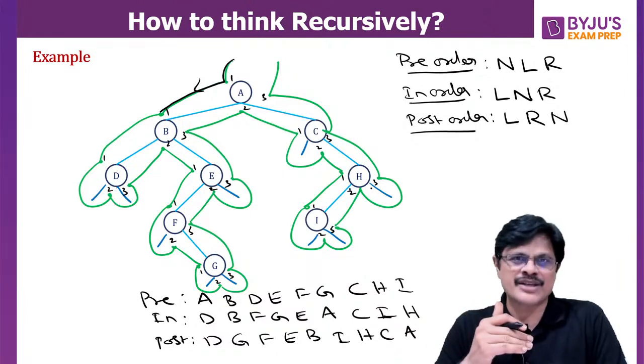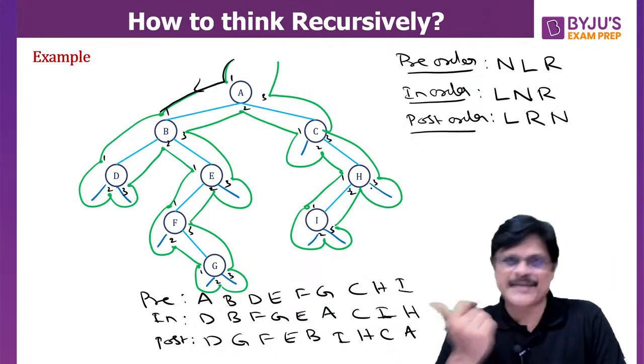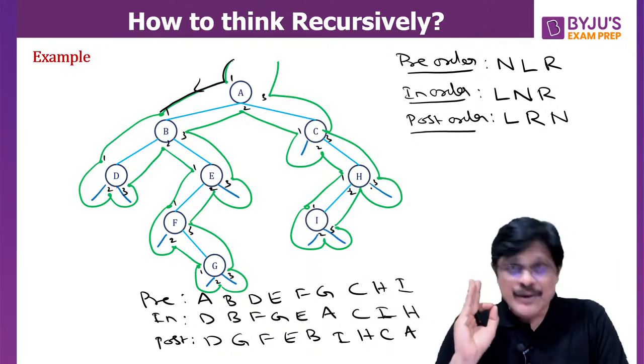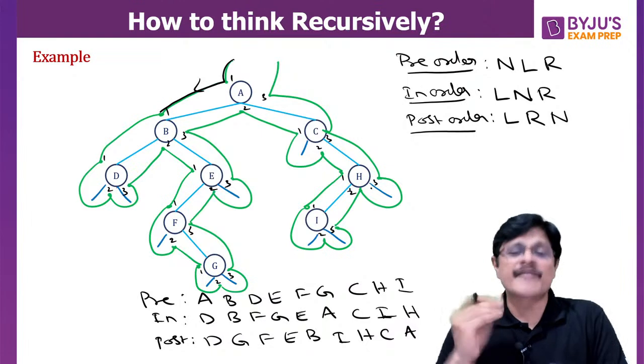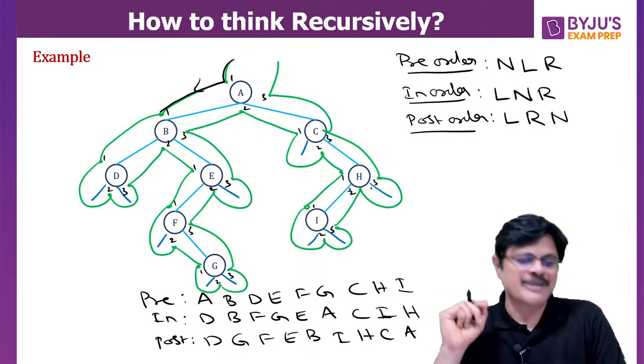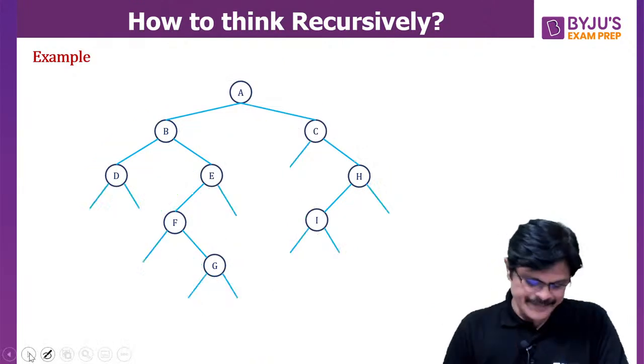In order means what, sir? First left subtree, then the root node, then the right subtree. Post order means what? First left subtree, then right subtree, then the root node. Whenever you say left and right subtree, the nodes are visited recursively in that particular order. That one needs to remember, sir. Am I clear? So that is the idea.